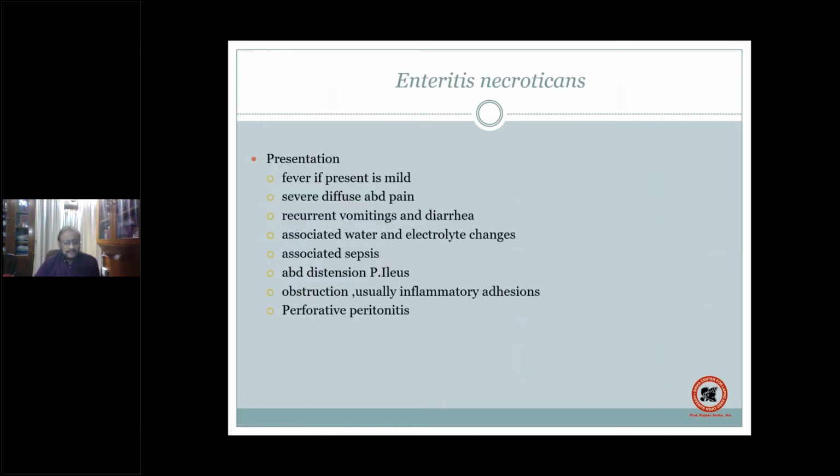How does it present? Initial stages just mild fever, severe diffuse abdominal pain, recurrent vomiting and diarrhea, associated water and electrolyte changes. Later on, associated sepsis creeps in, abdominal distension would be there, paralytic ileus would be there, and most of the time, by the time the patient comes to us as surgeons in the emergency ward, this patient would be in either paralytic ileus or in frank obstruction. Usually, the obstruction is because of inflammatory adhesions. And the end result is, of course, perforated peritonitis and septic shock.